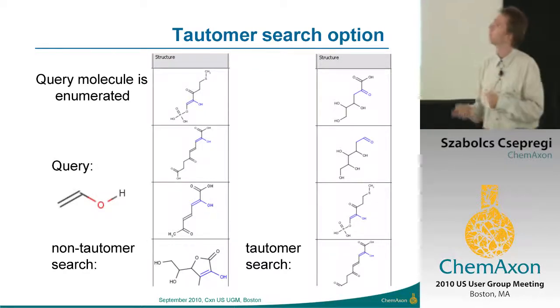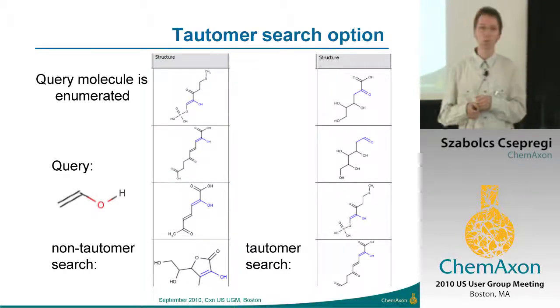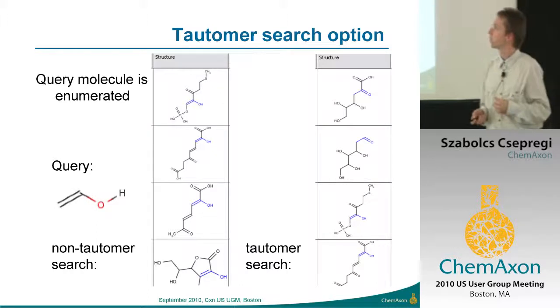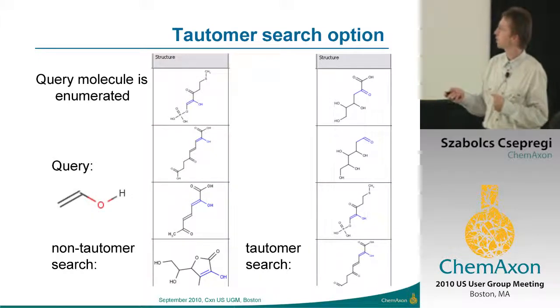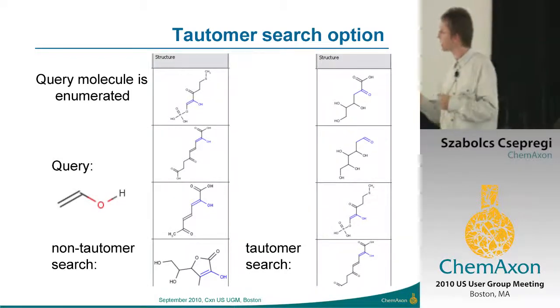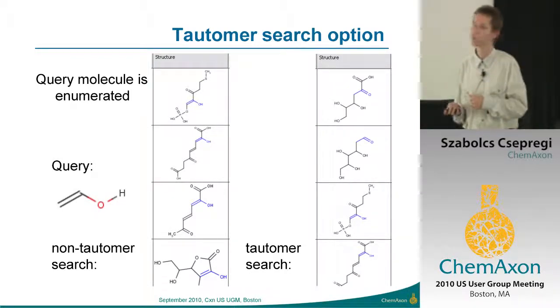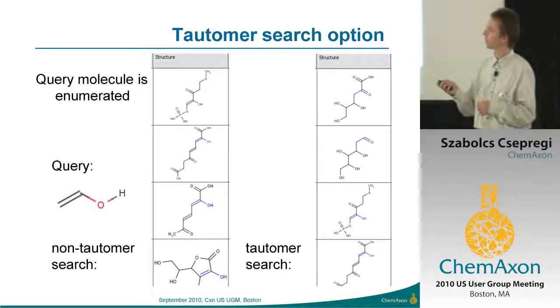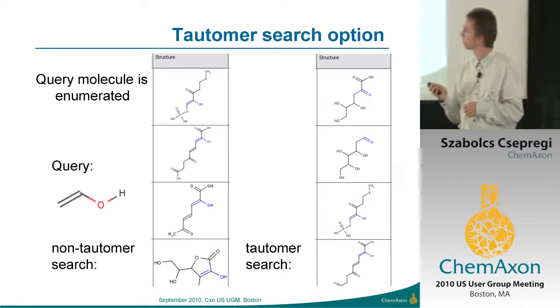Another method is the tautomer search options. In this case, we just take the query structure, enumerate all the tautomers, and do the searching with each tautomer. This can be a lengthy process when there are many tautomers of the query.